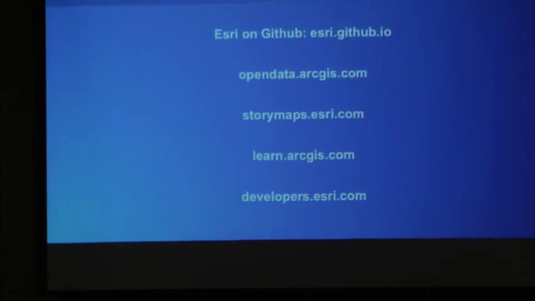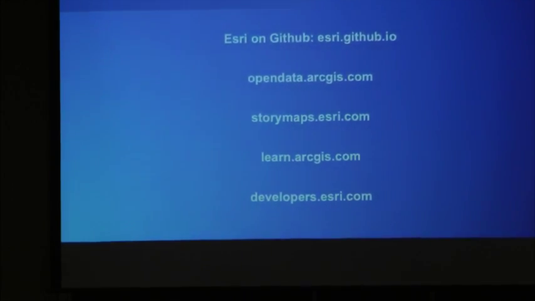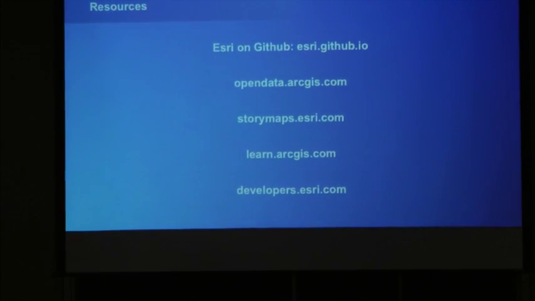So for resources, Esri's on GitHub. There's probably, I think, over 200 repos on there. So some of the things that we talked about today and other things as well. Opendata.arcgis.com, again, is like a one-stop shop for a whole bunch of different data types. And then storymaps.esri.com is where you can go to explore a whole bunch of different story maps examples and the different kinds of tutorials and the builders that are out there.